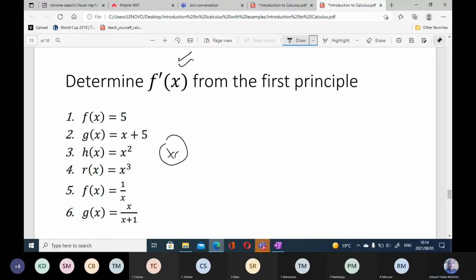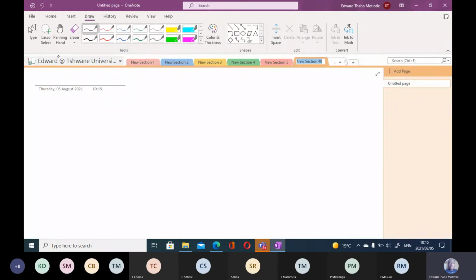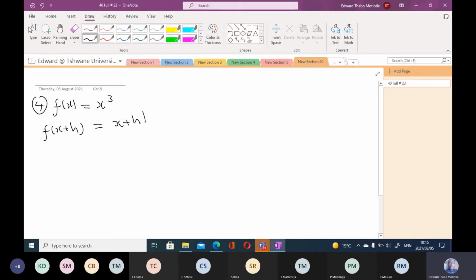So let's start with 4. What we are going to do here, we know the formula. We are given f(x) equals x to the power 3. Now f(x plus h), so let me highlight that this is number 4. f(x plus h) is equal to (x plus h) to the power 3.